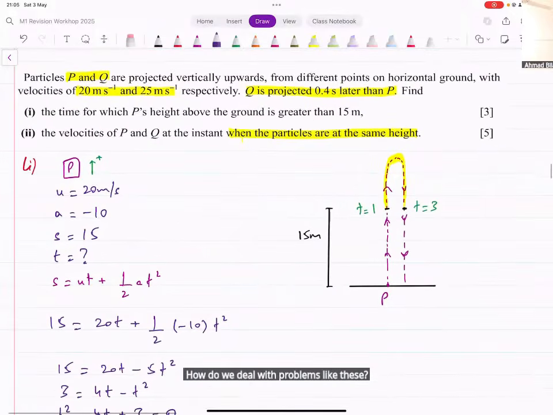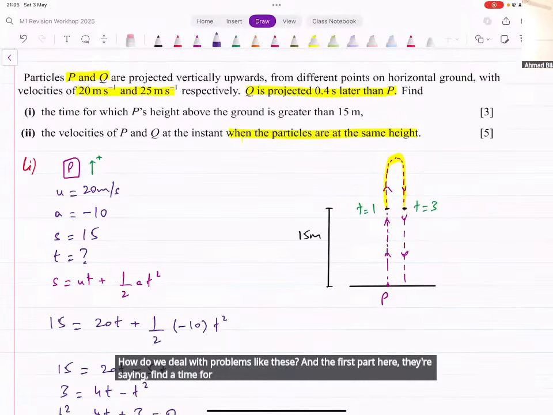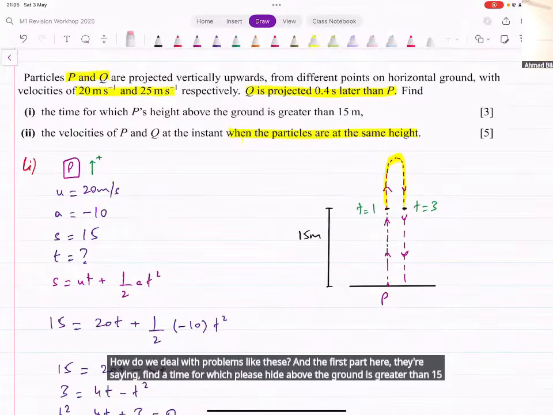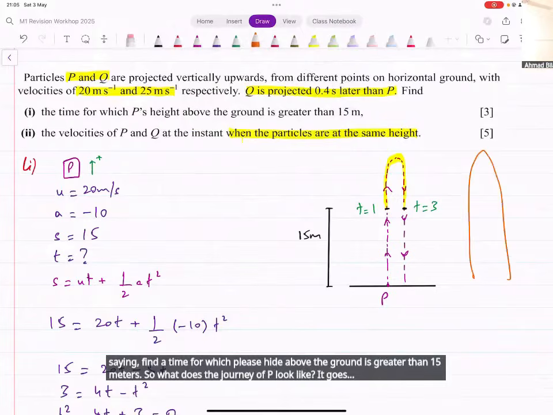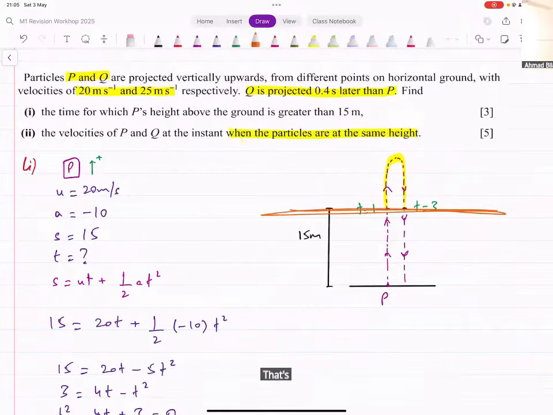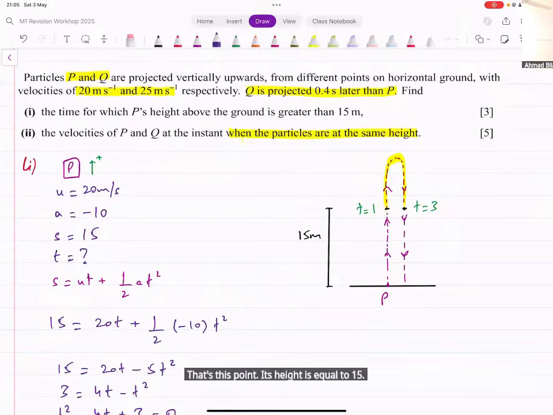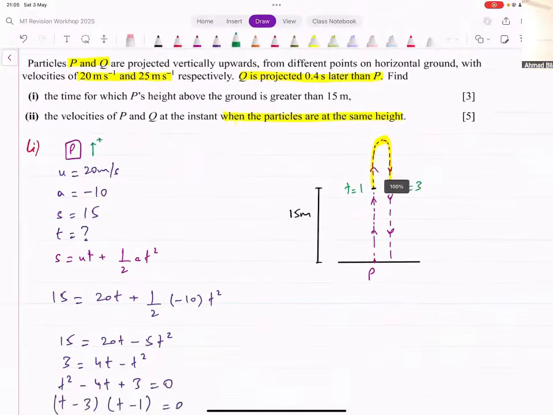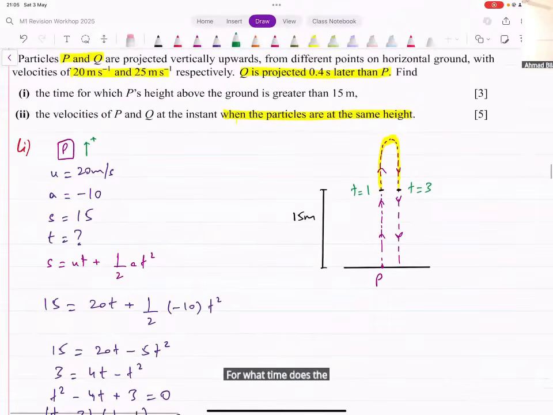In the first part here, they're saying find the time for which P's height above the ground is greater than 15 meters. So what does the journey of P look like? It goes up and then comes down. At some point, its height is going to be equal to 15. That's this point. For what time does the height remain greater than 15 meters?